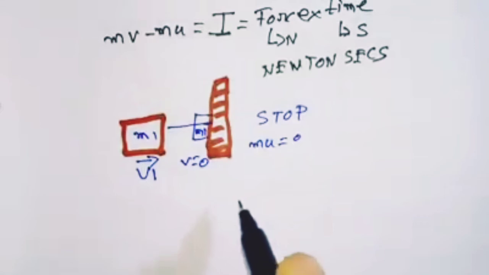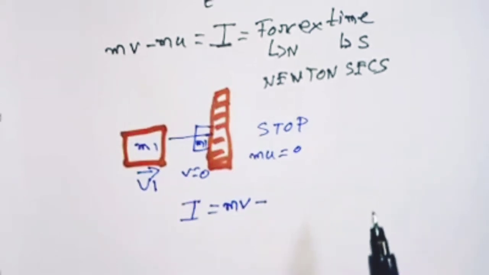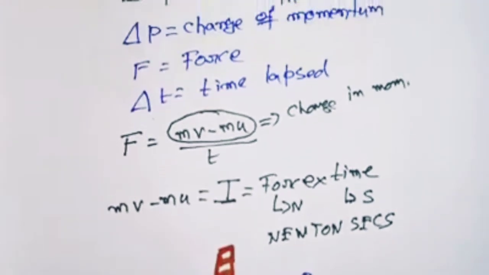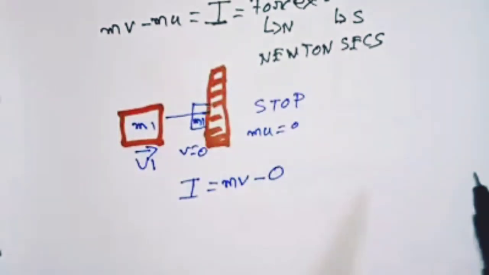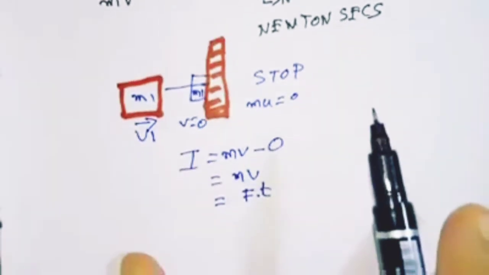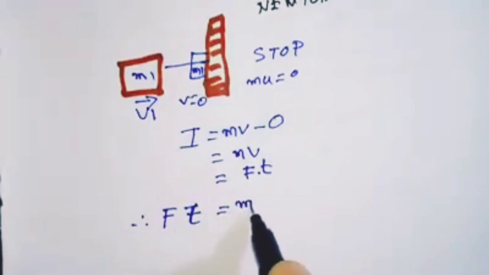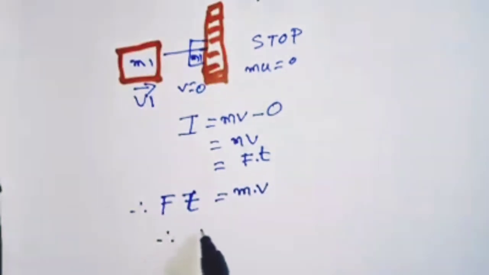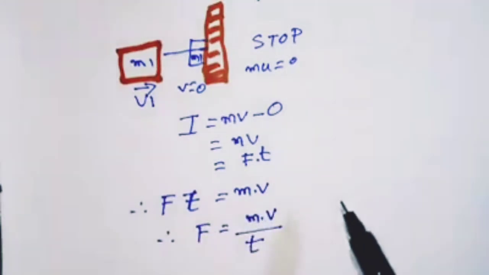So from here we get I equals mv minus mu. We have seen this equation. But mu is 0, so we put 0, and what we get is mv. And mv equals force times time. So we can write that ft equals m times v, therefore F equals mv by t. This is what we have deduced.